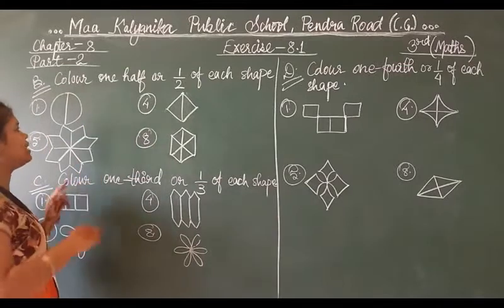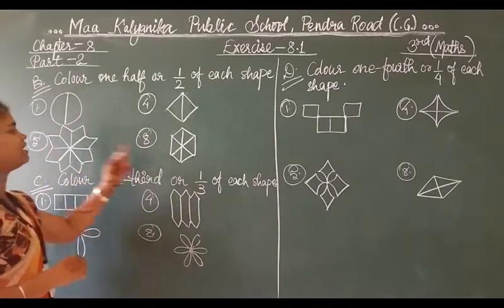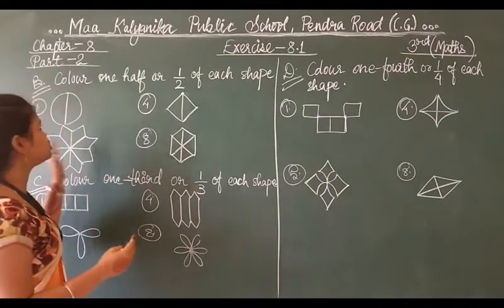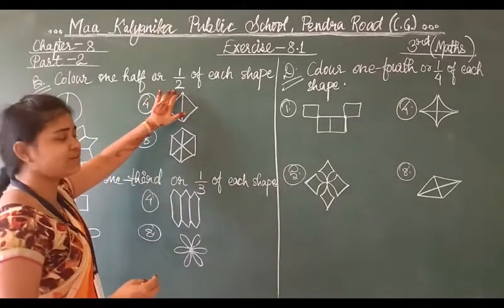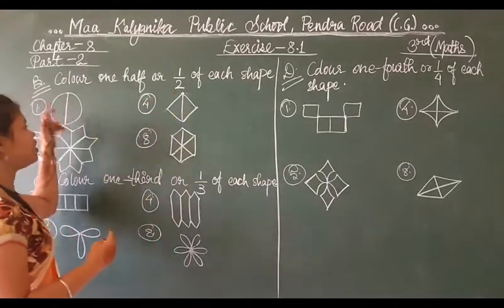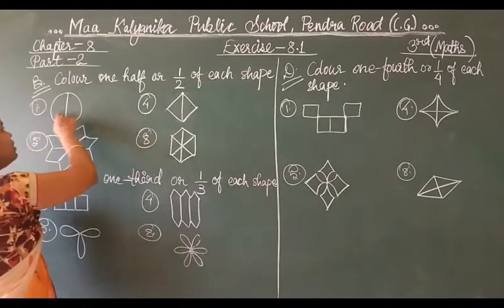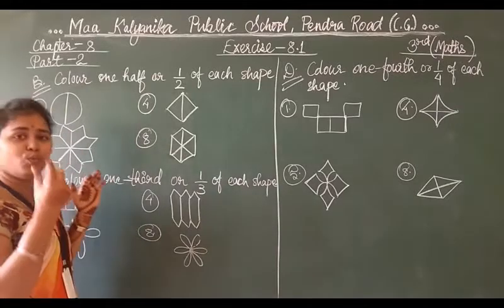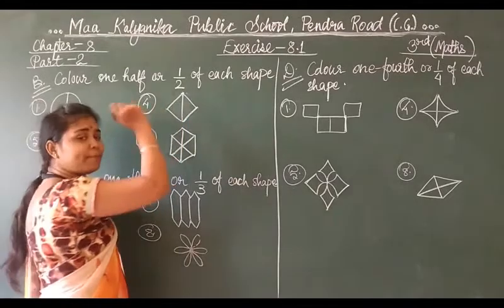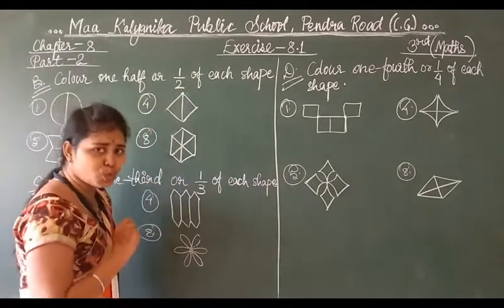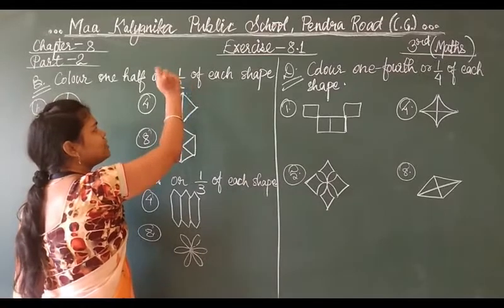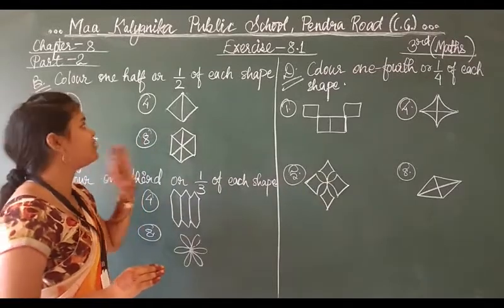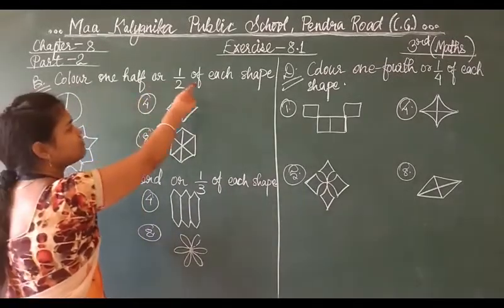Out of these shapes, I have written 4 for you: 1, 4, 5 and 8. Many questions are there. After understanding this question you can solve the rest. See students, if 1/2 or half of any number is given, we have to count in how many parts the shape is divided. After finding how many parts are there in each shape, we divide the number of parts by 2, and then we get the final answer. It means color 1/2 or half of each shape.